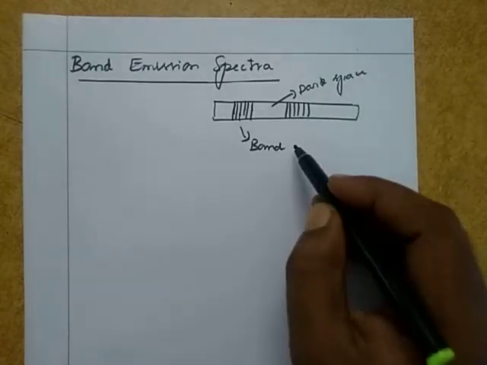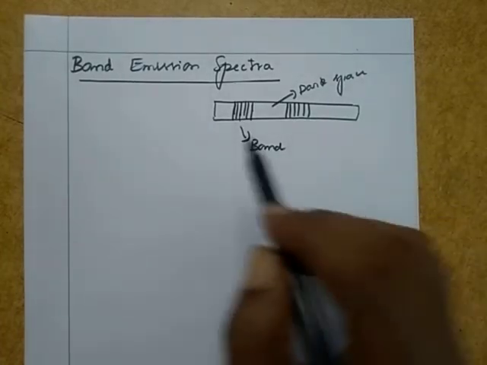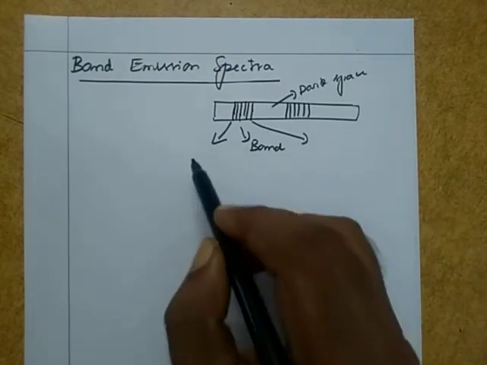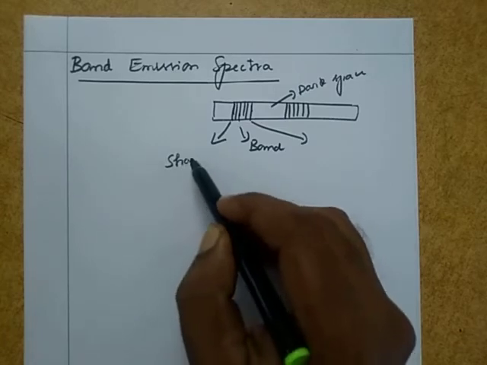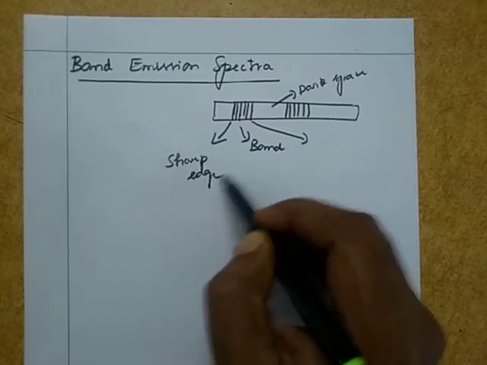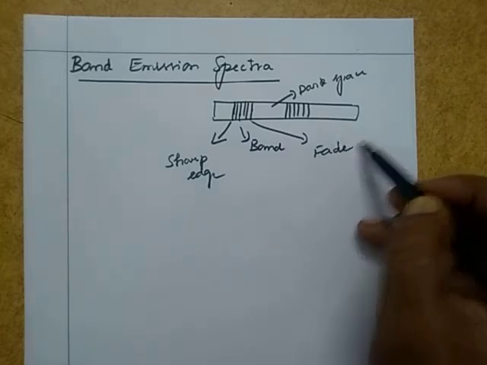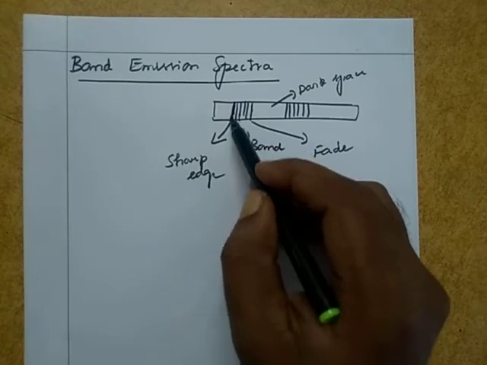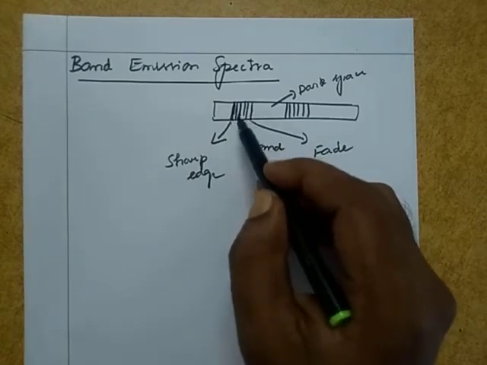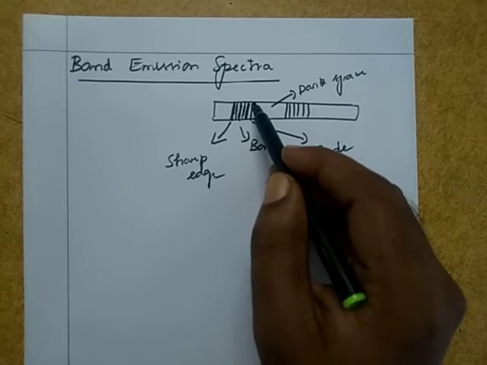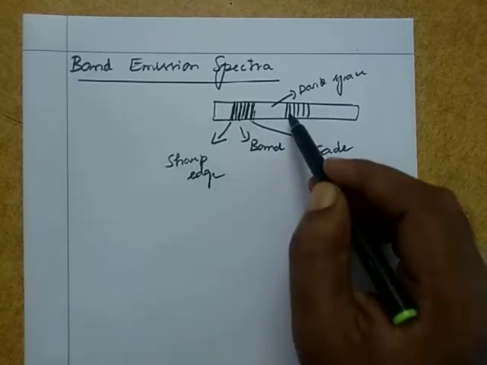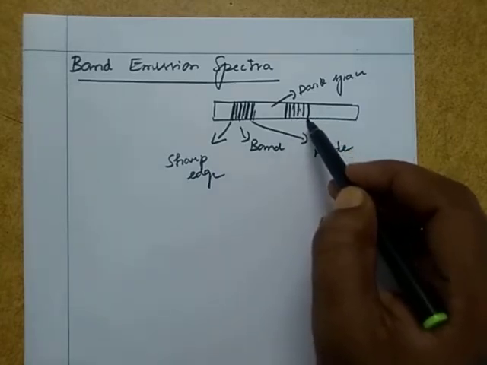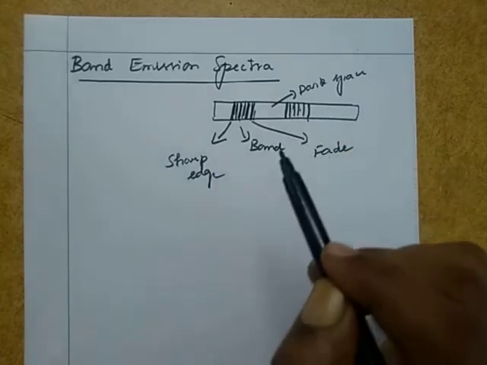This is known as band emission spectra. Here the band has a sharp edge at one end and a fading edge at the other end. That is, here it is a dark blue, then the density of the blue decreases and we get a light blue. For this one it is a dark orange, then the density decreases, then light orange, like that. This is known as band emission spectra.